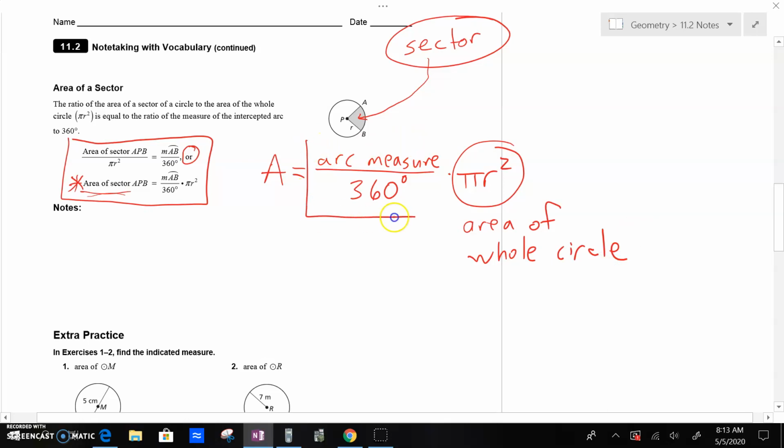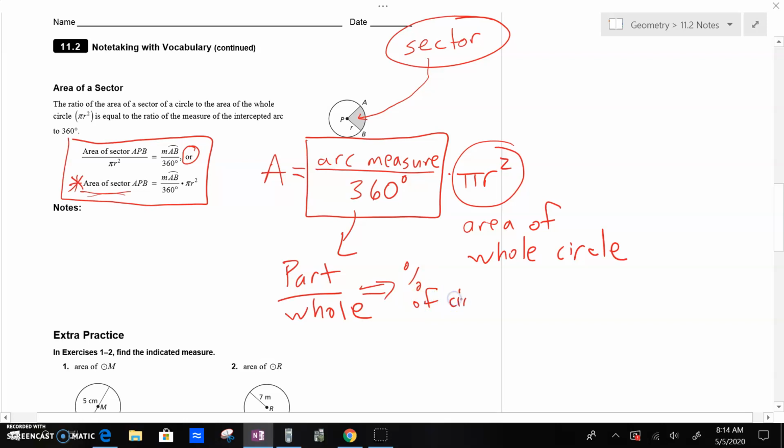And this is the part over whole, which we did last lesson. So part over whole, and really what that is, is a percentage. So part over whole, you're saying what part is that little space? So you take whatever the arc measure is, divide it by 360. So that's the part that you're looking at divided by the whole. And honestly, all that is a percentage of the circle. So that's your percentage of the circle.